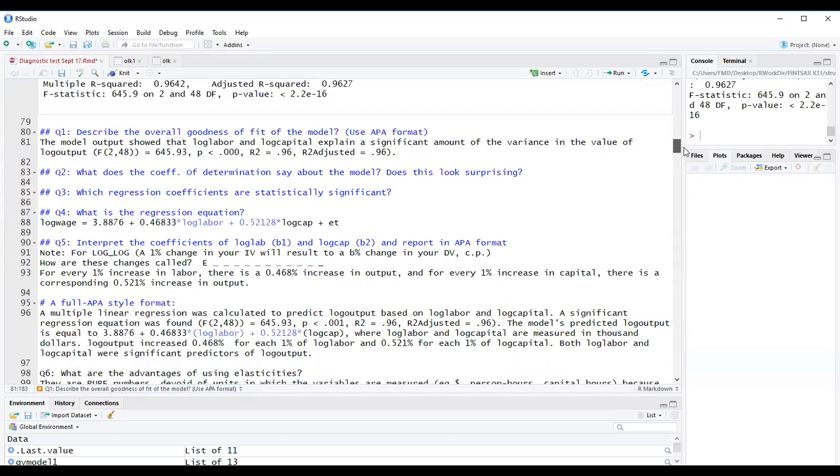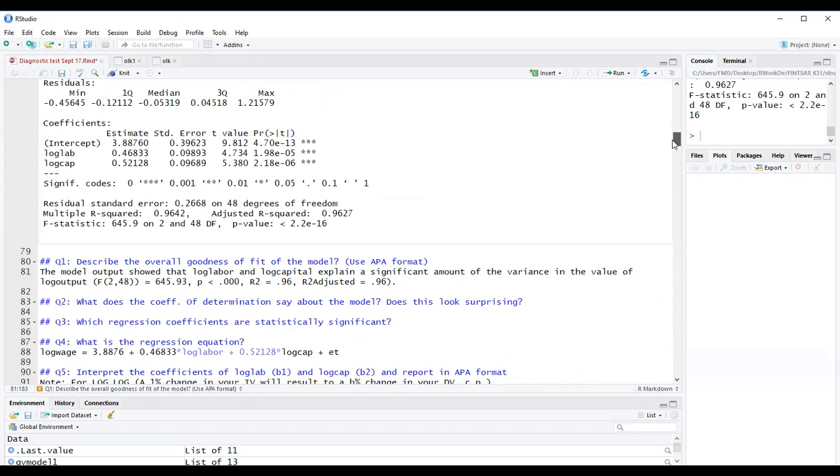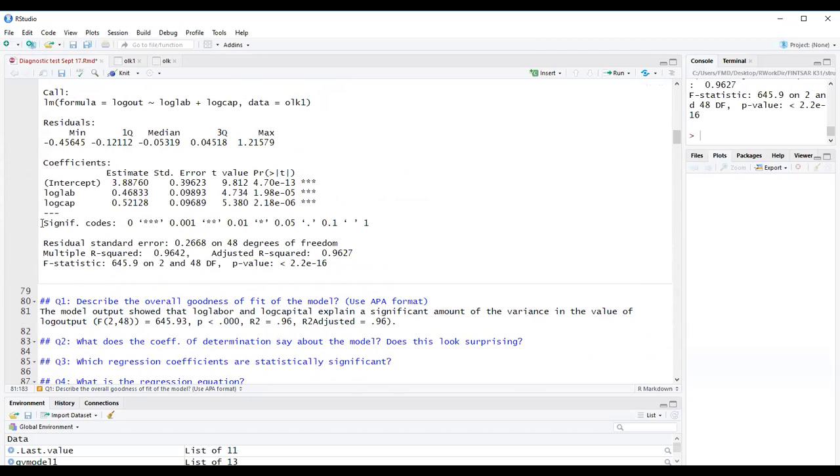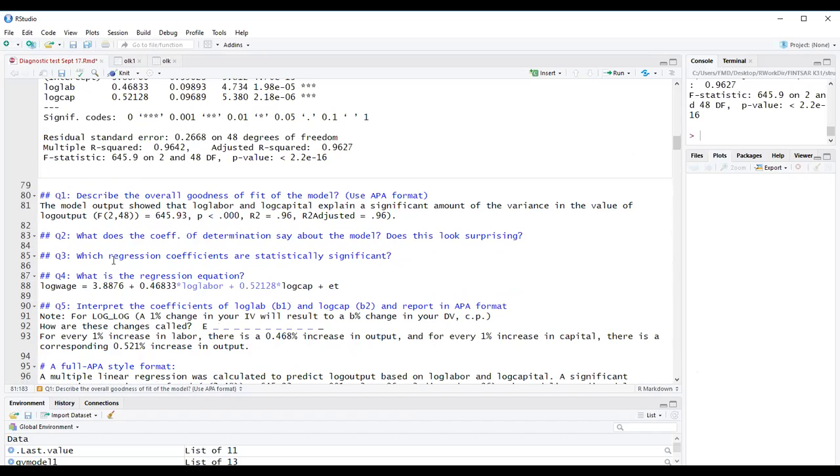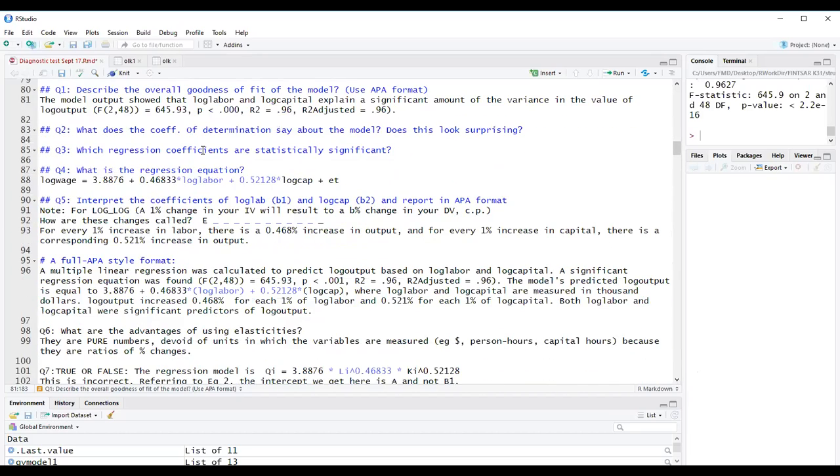Okay, what is the regression equation? So log output, alam natin yan, guys. Log output is equal to 3.8876 plus 0.46833 times log labor plus 0.52128 log capital. Okay, so that's the answer to this question. Alam natin which regression coefficients are statistically significant. I didn't bother to write that.